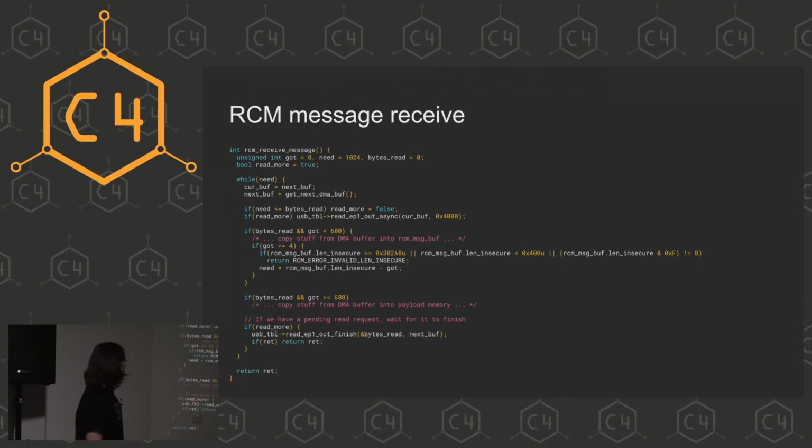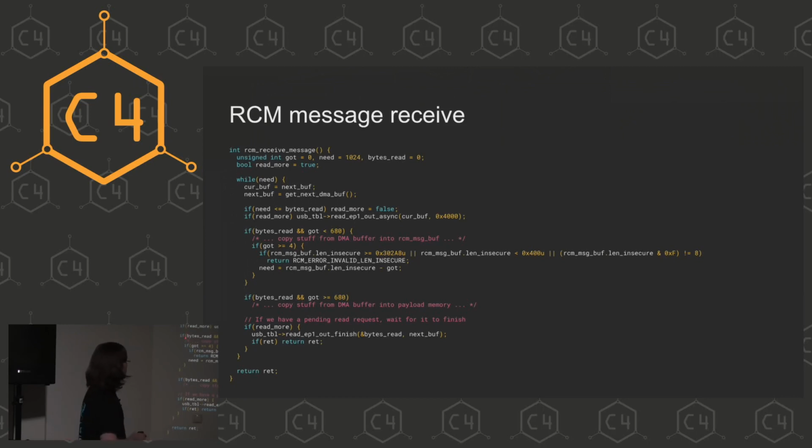So here, if we set this read more flag, which is here as well, if we queued a transfer of these RCM messages, it's going to wait here until that finished. When that finishes, it tells you how much it actually received, because the host can send less than 0x4000 bytes in a single packet. And when it finishes, it returns here and goes back to this loop. So now it knows I have X amounts of bytes read. So it sees if it has received enough, it says, okay, I don't need any more.